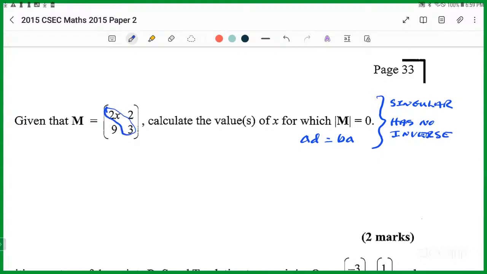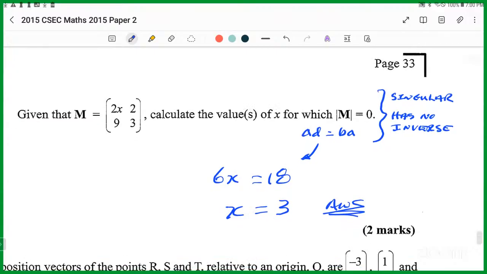So to solve this, that's the calculation we're going to use. This diagonal product becomes 2x times 3, which is 6x. It becomes equal to the second diagonal product, which is 2 times 9, which is 18. If you divide both sides by 6 to get rid of this 6, you get x equals 3. Anyway you look at it, x is equal to 3. And that is the answer right there. Are you okay with that? Yes, sir. Beautiful.